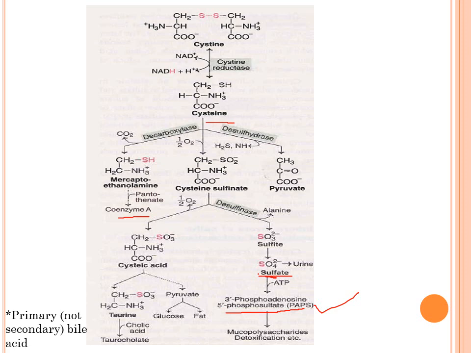And apart from that, it will synthesize taurine, which you know is required for your secondary bile acids. They will be utilizing this taurine and cysteine. So this is about the metabolism of cysteine. Now let's see what are the disorders which are related to the metabolism of cysteine. Important point to remember here is PAPS, what is the activated sulfate molecule, how it is being formed, and then the disorders.